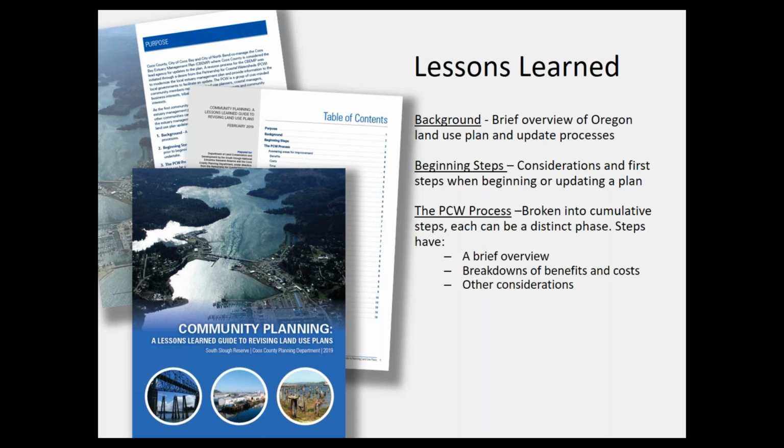So this is broken into cumulative steps that can each be a distinct phase. And each step is broken into an overview of that step, breakdowns of benefits and costs, and then other considerations to bear in mind. And then we have a section on general considerations, so best practices and circumstances to be aware of. For example, sometimes when you're using interest groups, focus groups, or steering committees, you might have different interest groups that potentially conflict.